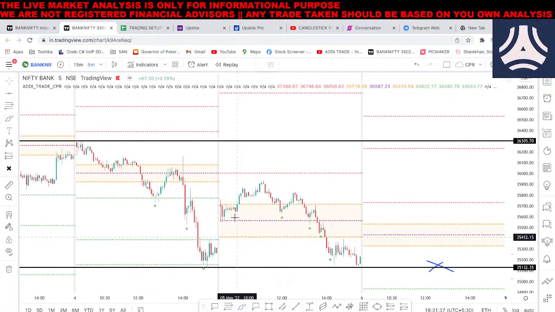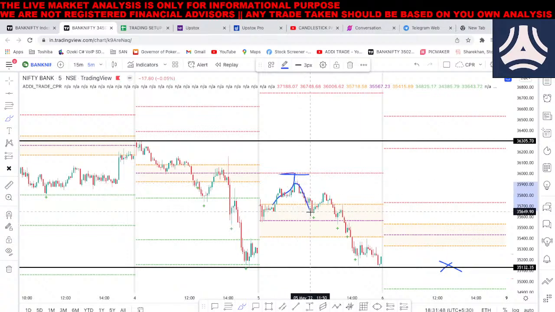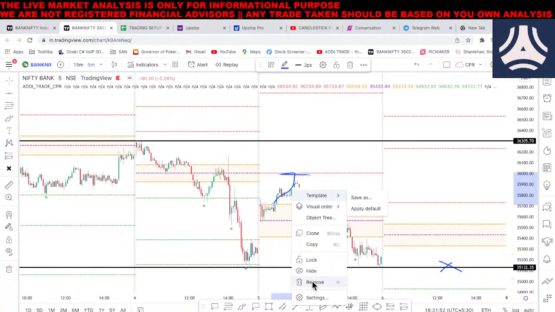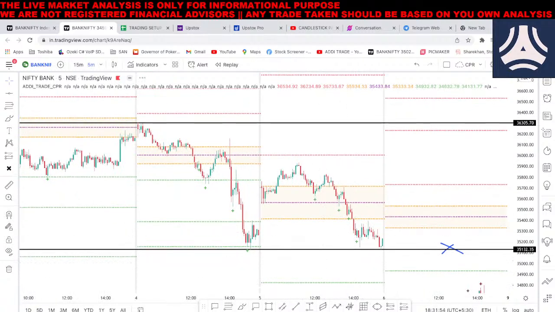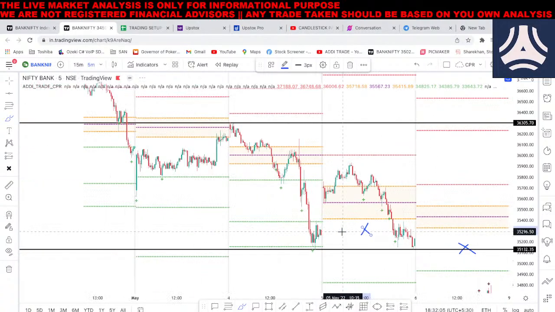See here on this day, though we opened at the CPR, when this up move came, I was expecting a move probably until the R1 of CPR, but that didn't happen. We got a reversal before that only. It was because of the moving average. So there was a good trading day, but based on the CPR setup that I'm explaining, it was not a very good day. So I'm considering this as a no trade day.